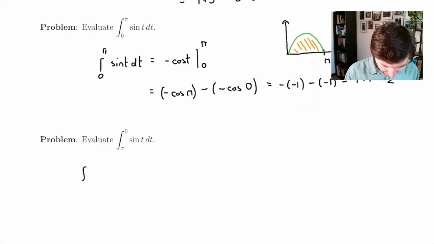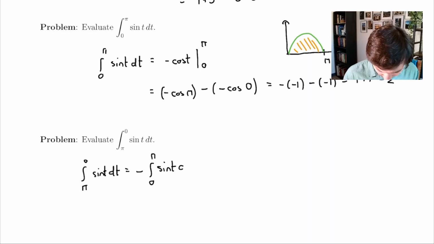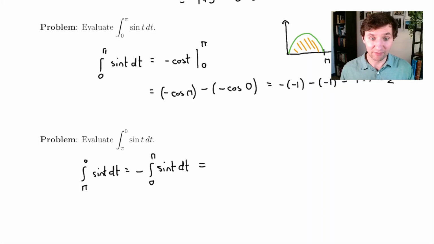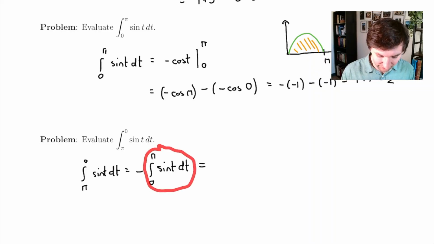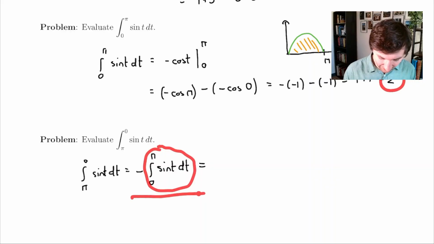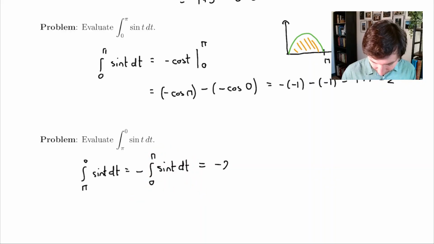I can write that the definite integral from pi to 0 of sine of t dt equals negative integral from 0 to pi of sine of t dt. And if you don't know where this property of definite integrals comes from, I have an entire video about properties of definite integrals. I will add a link in the video description. Because this definite integral equals 2, the answer is negative 2.